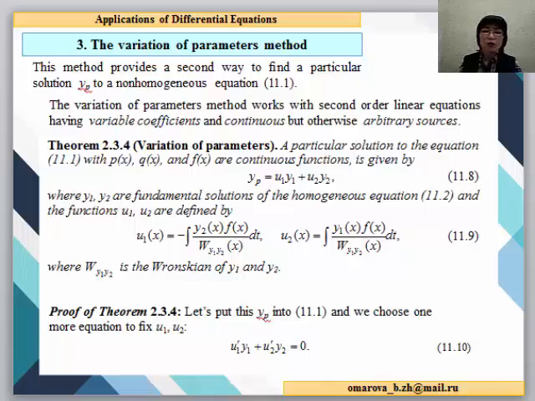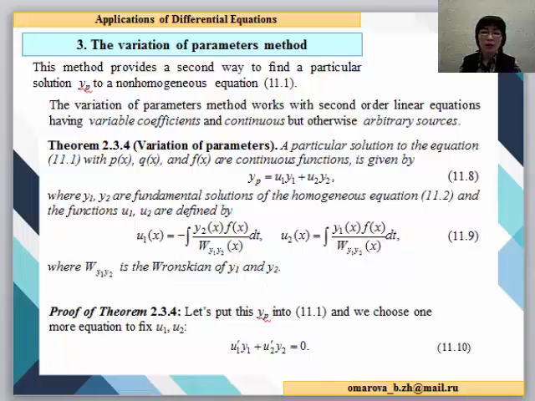A particular solution to the equation 11.1 with the continuous functions p, q, and phi is given by the following expression 11.8, where y sub 1 and y sub 2 are fundamental solutions of the homogeneous equation 11.2, and the functions u sub 1 and u sub 2 are defined by the formula 11.9, where W is the Wronskian of the functions y sub 1 and y sub 2.